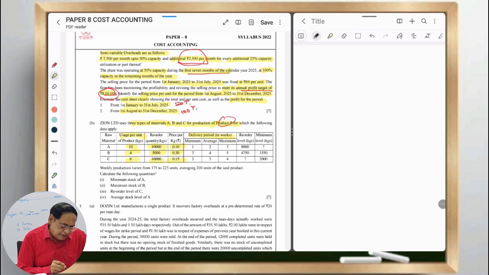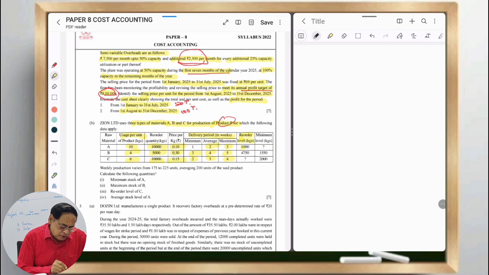Delivery period means minimum and maximum. Minimum period: if you order, the delivery will be given within 1 week. The maximum period is 3 weeks. So the average is 1 plus 3 divided by 2, that is 4 divided by 2, average 2. Here minimum 3, maximum 5, so 5 plus 3 divided by 2, average 4. Here also minimum 2, maximum 4, so 2 plus 4 divided by 2, that is 3.